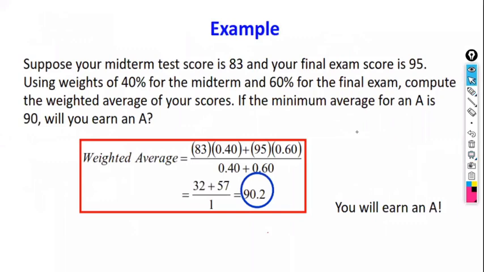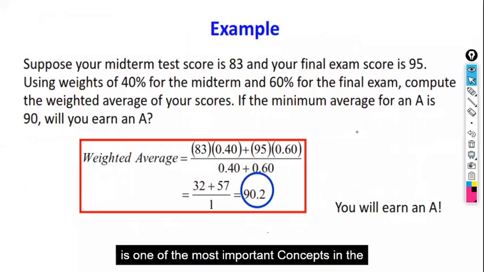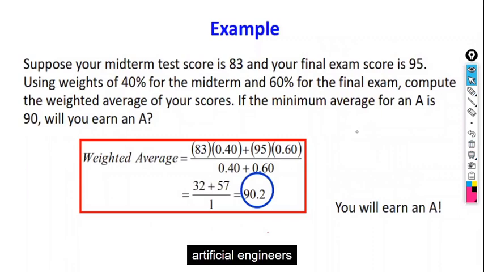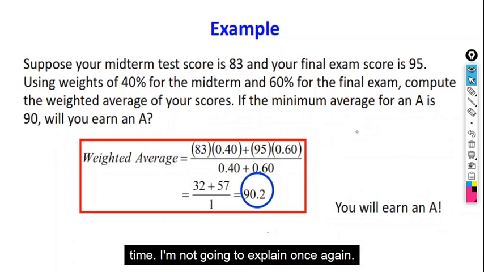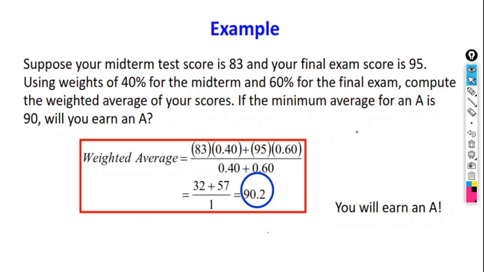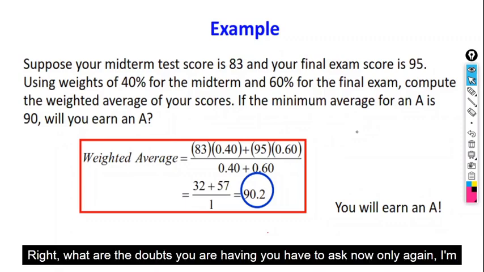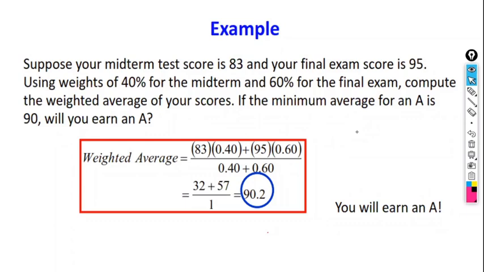This concept is one of the most important concepts in artificial intelligence. This will be correlated directly in artificial intelligence. At that time, I am not going to explain once again. Whatever doubts you are having, you have to ask now only. Again, I am not going to repeat the same topic further.